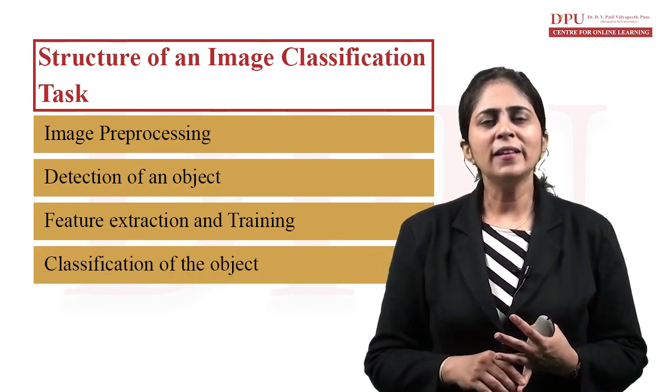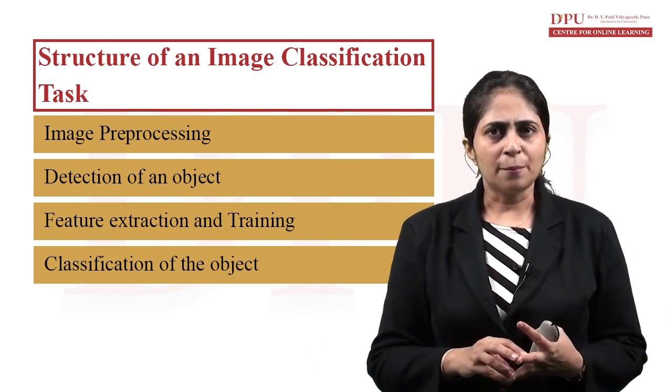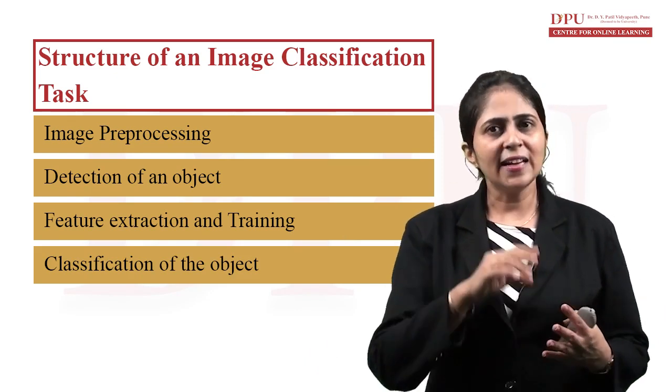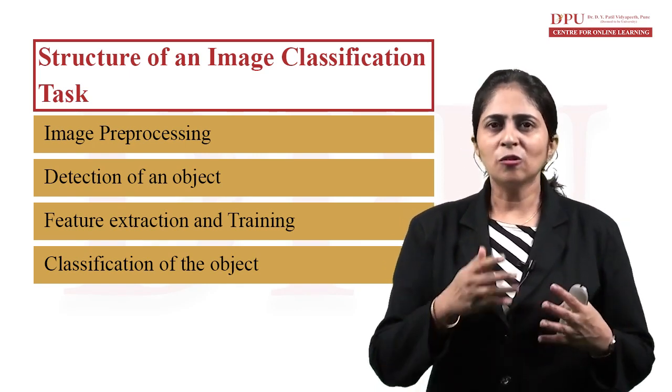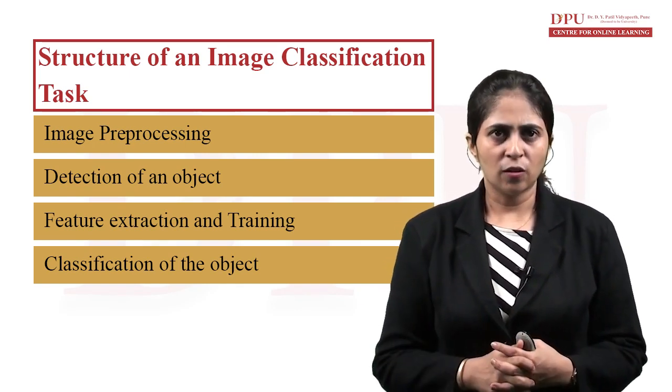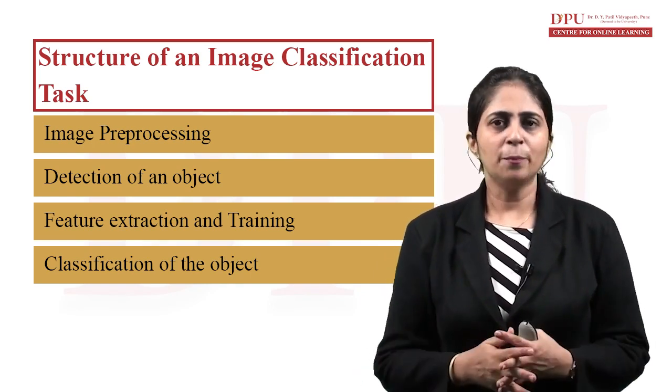Now we have the fourth one, that is the classification of the object. This step will categorize the detected objects into the predefined classes by using a suitable classification technique which compares the image patterns with the target patterns.